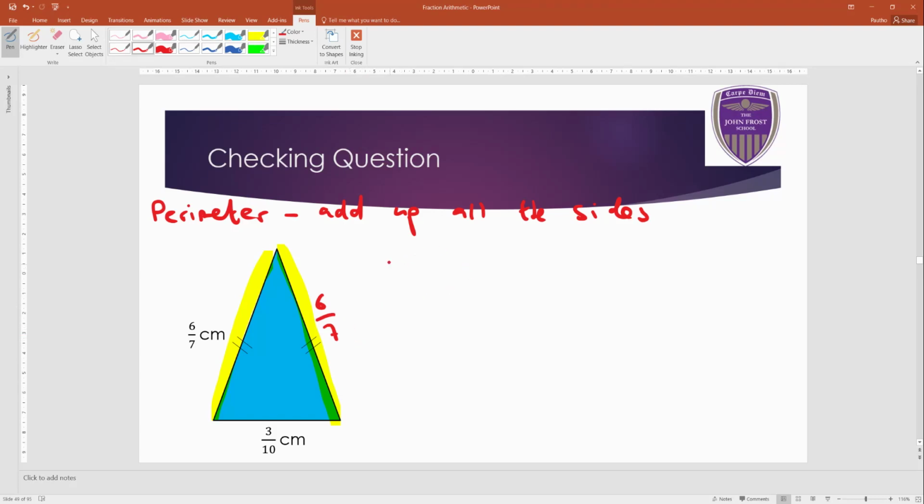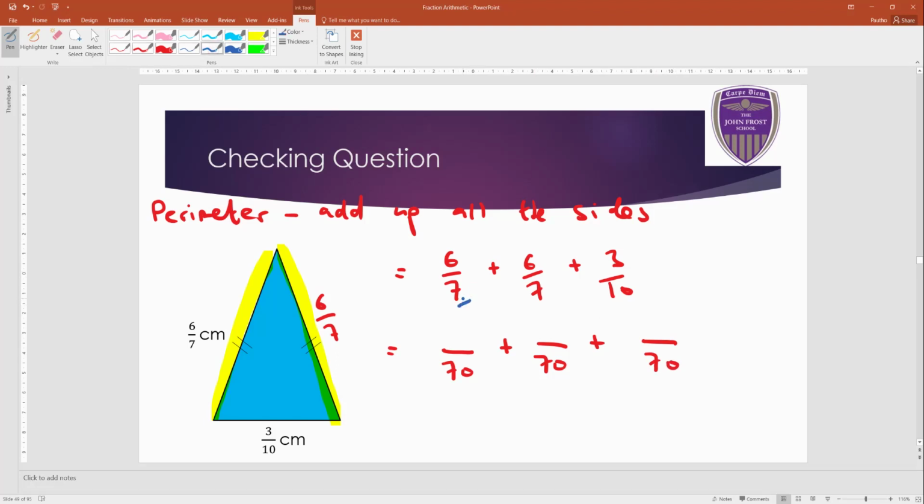Okay. So to find the perimeter of this triangle, you have to do 6/7 plus 6/7 plus 3/10. See, because there's two sides that are 6/7 long and one side is 3/10 long. And again, you need a common denominator. I won't show the times tables this time because hopefully we know by now that to make a common denominator here, the smallest number in the 7 times table and the 10 times table is 70. So I'm going to make them all into 70.